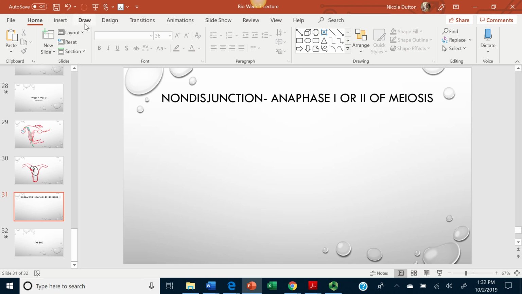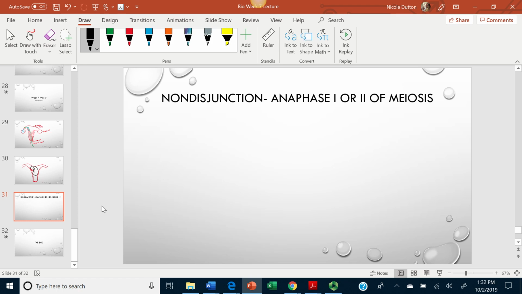So I'm going to draw non-disjunction in anaphase 2. And I'm just going to draw one cell, even though in anaphase 2 we have 2 cells at this point. And I'm going to blame the sperm for this scenario. Most of the time it's the egg's fault because the egg has been sitting on the ovary for the longest period of time and these chromosomes have difficulty separating. But we're going to blame the guy just because we're going to blame the guy today.